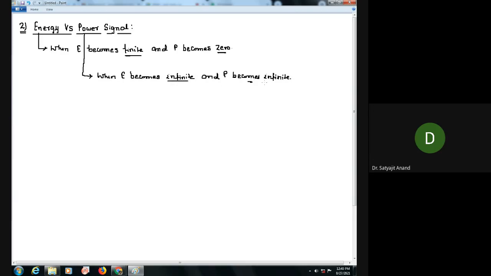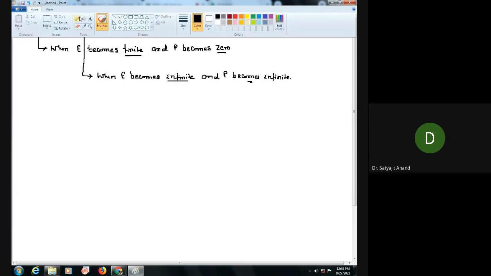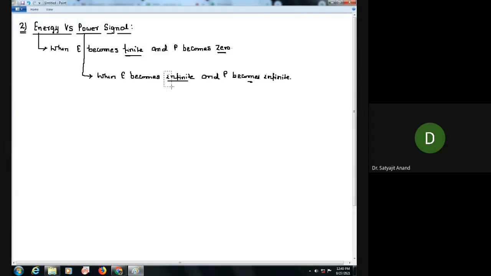Remember, I'm very sorry, please let me rectify this, students. Energy becomes infinite and power becomes finite. So we call it an energy signal when energy becomes finite and power zero, and for a power signal, when power becomes finite and energy becomes infinite, then we call that signal a power signal. That's it. This is the statement.